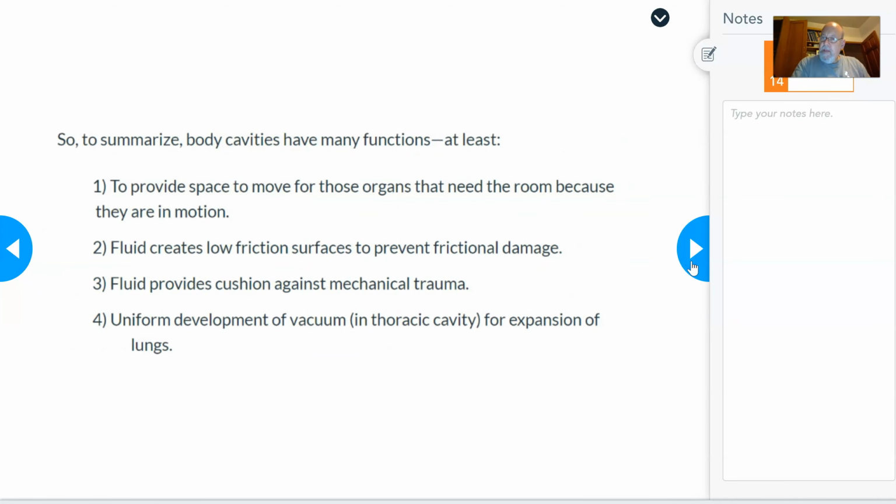So to summarize, we have many functions of the body cavities, at least to provide space to move for those organs that need the room because they are in motion. Fluid creates low friction surfaces to prevent frictional damage. Fluid also provides a cushion against mechanical trauma. And then the uniform development of a vacuum allows for expansion of the lungs. And that's something that could also be necessary for your understanding of what happens when we have knife wounds or penetrating wounds to the chest that might be part of forensic cases. Okay, so go ahead and go to the next slide.